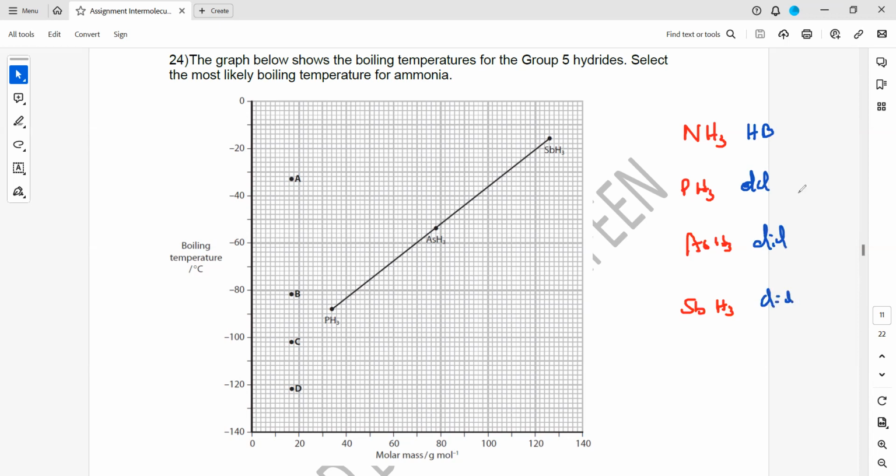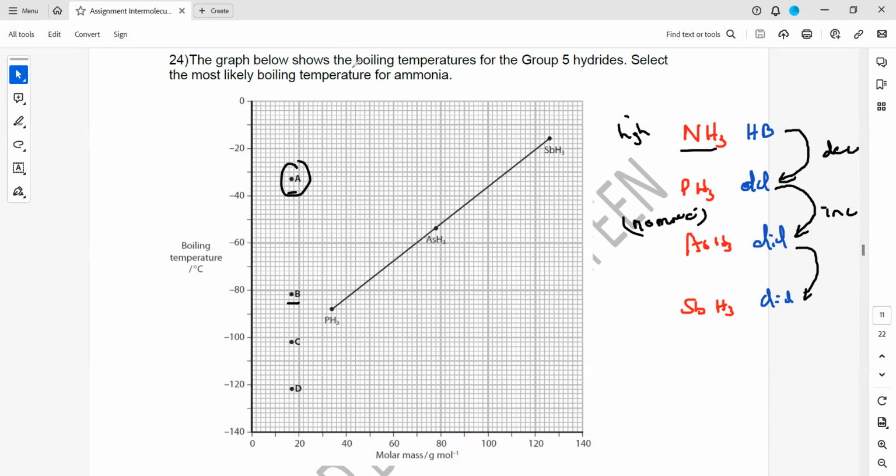But as you can see here, from hydrogen bond to dipole force, the boiling point will decrease. But from dipole force to dipole-induced dipole force, the boiling point increases. Why does the boiling point increase? Because there is a greater number of electrons. So ammonia should have a high boiling point compared to phosphorus hydride. So it cannot be C or D because those show low. So either A or B can be the answer. But which one is likely? The correct answer should be A.